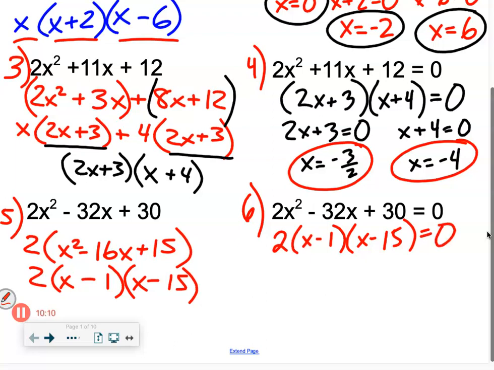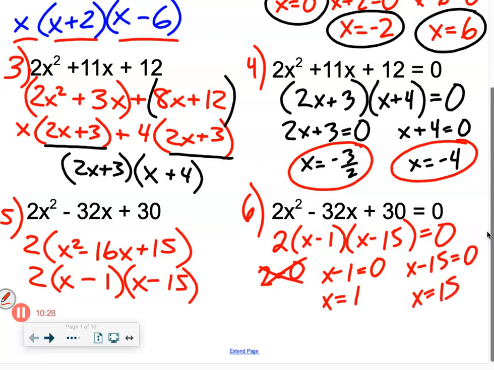If you set the first factor, this 2 equal to 0, that's just silly because 2 will never be 0, right? So that's fine. So you set your x minus 1 equal to 0, add 1 to both sides, and you get x equals 1. You set the x minus 15 equal to 0, add 15 to both sides, and you get x equals 15. We have 2 solutions. Does that make sense with our degree? Yes, because it's a square.